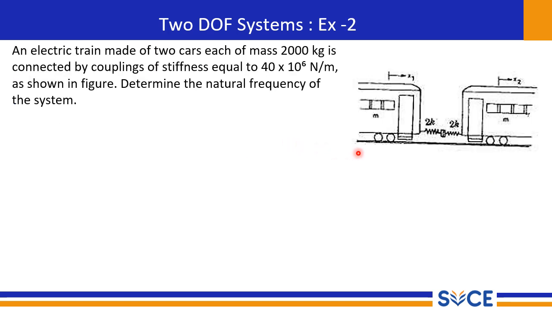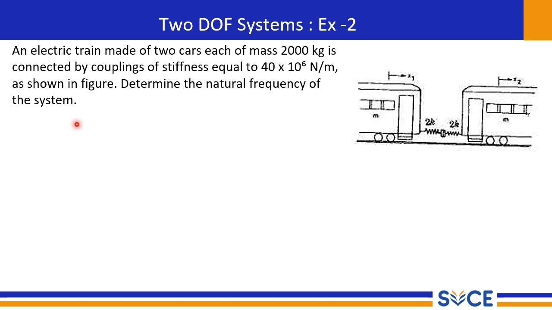Let's see the next problem. We are going to tackle another interesting problem involving natural frequencies. Imagine an electric train composed of two cars, each with a mass of 2000 kg. These cars are connected by couplings, which can be modeled as springs with a stiffness of 40 into 10 power 6 Newton per meter. Our goal is to determine the natural frequency of this coupled system.